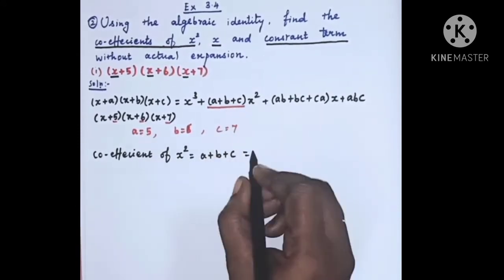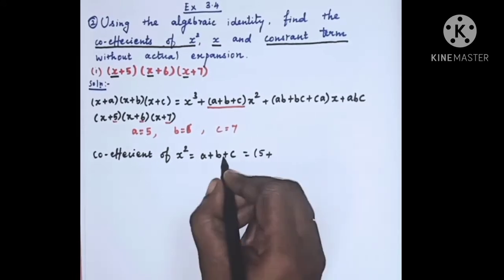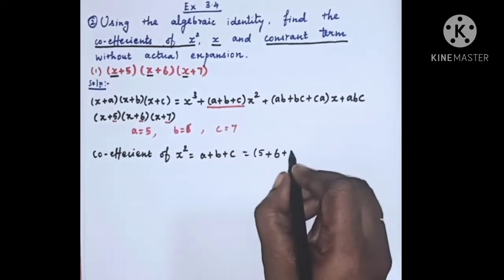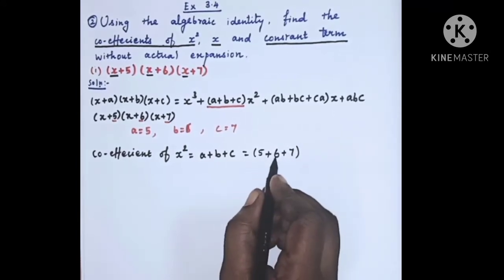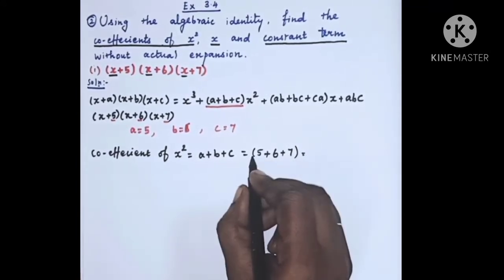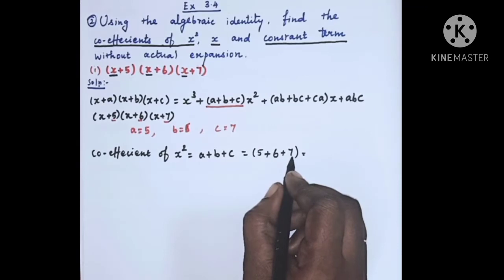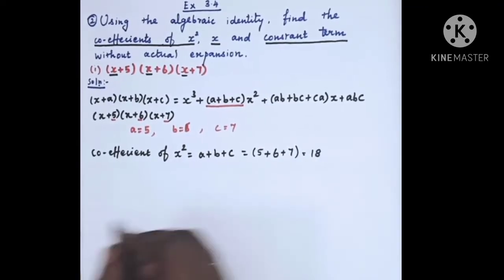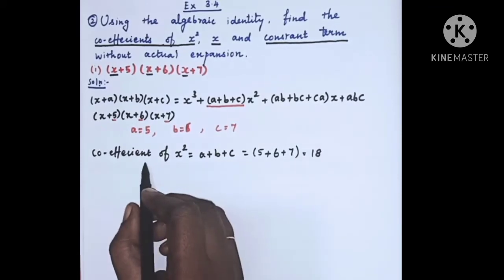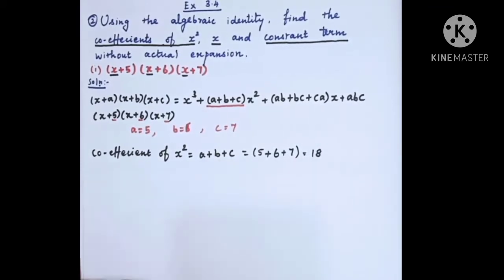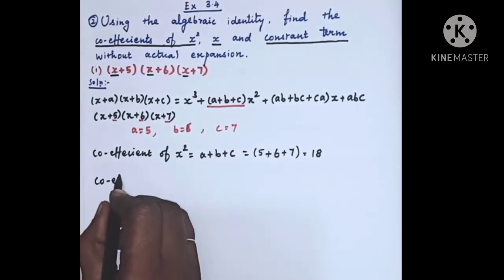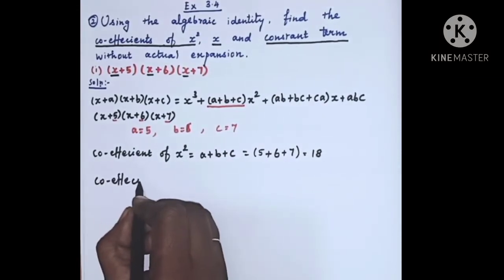So, what is the value of a? A is 5, the value of b is 6, and the value of c is 7. 5 plus 6 plus 7. Adding these three numbers, we get 18. 18 is the answer for the coefficient of x square. Next, we have to find the coefficient of x.